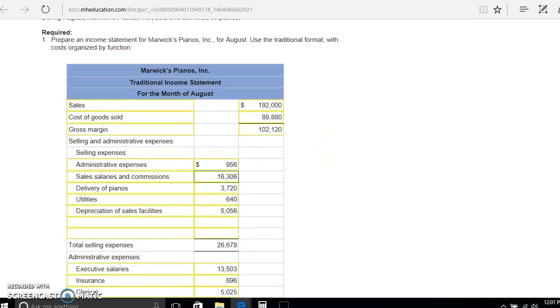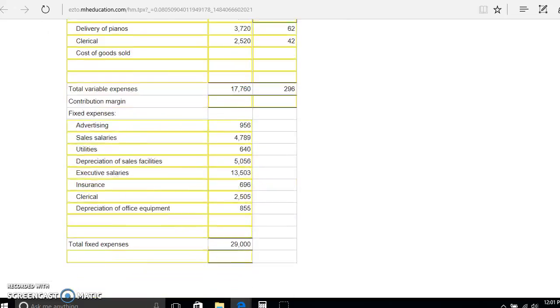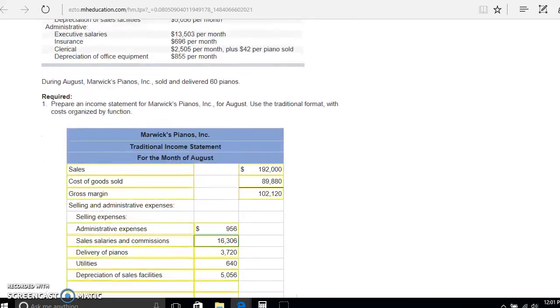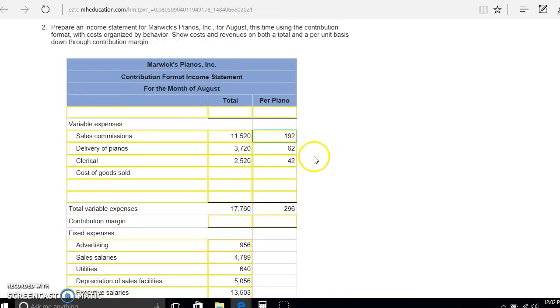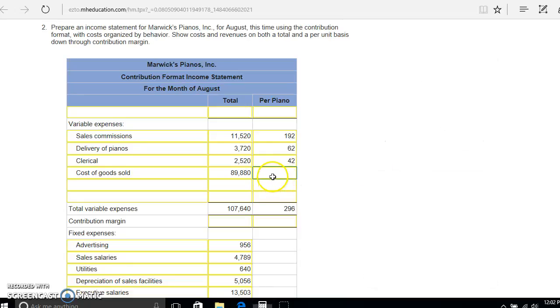Now, I also need to add my cost of goods sold in here. So let me go ahead and do that. My cost of goods sold was $89,880, and I'm going to divide that by the 60 pianos that I sold. $89,880 divided by 60. So per piano, $1,498. Is that right? Yeah. Okay.